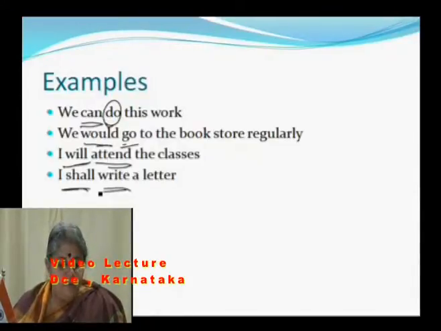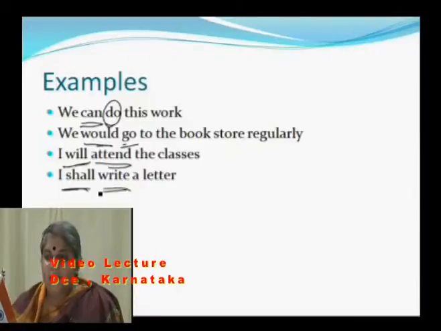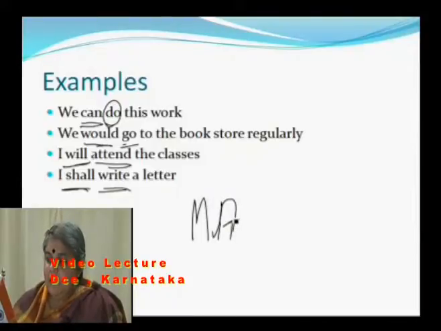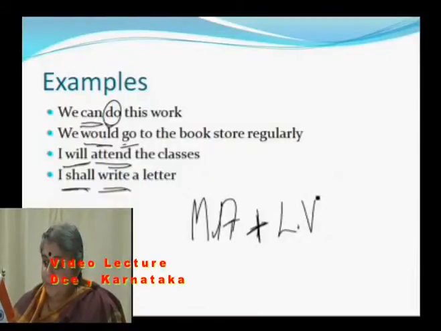Four of them, can, may, will and shall, can occur in the present or the past tense form. So, where does it occur? In the leftmost position. Now, let us try to understand the whole thing with the help of a formula. That is, you have modal auxiliary, MA, plus you have a lexical verb, LV.